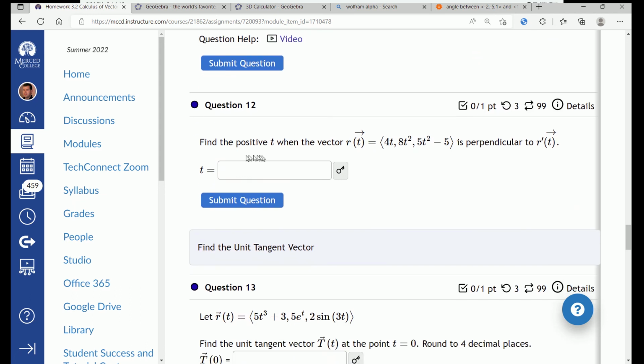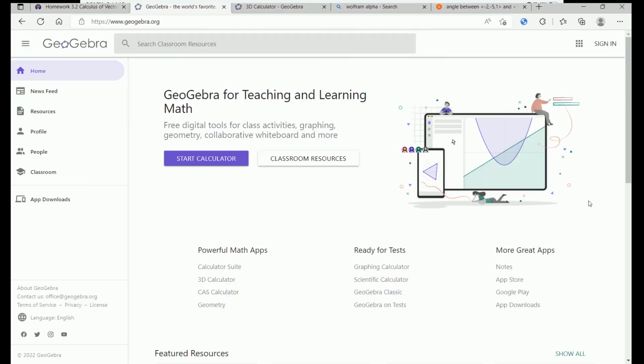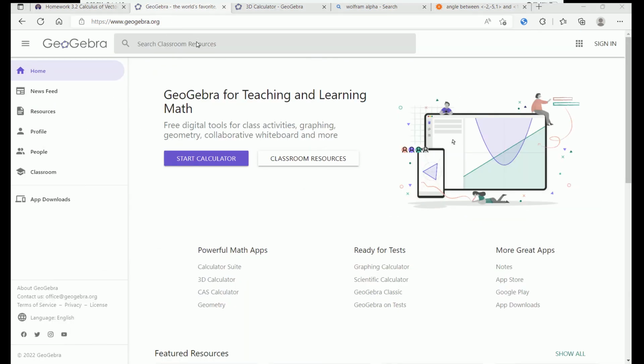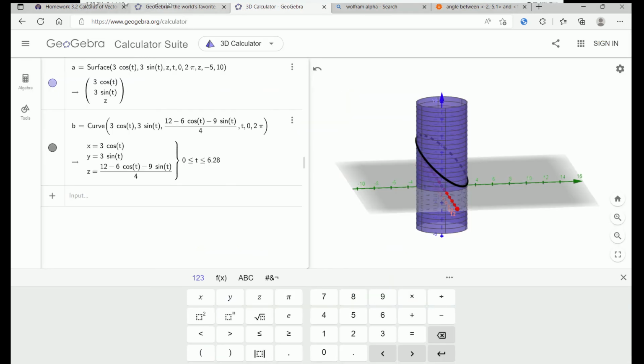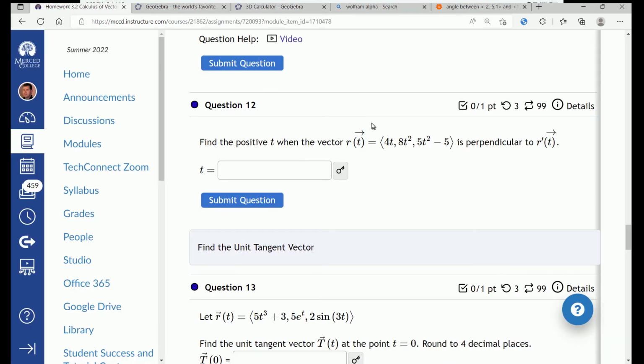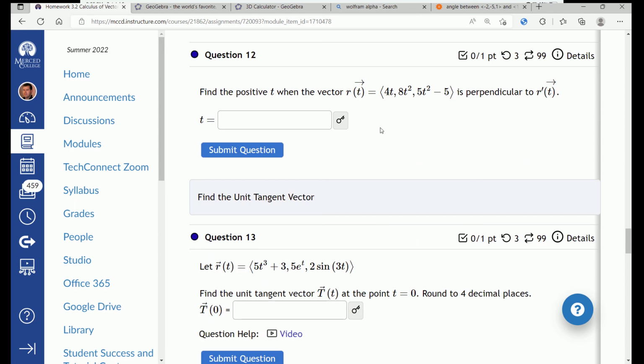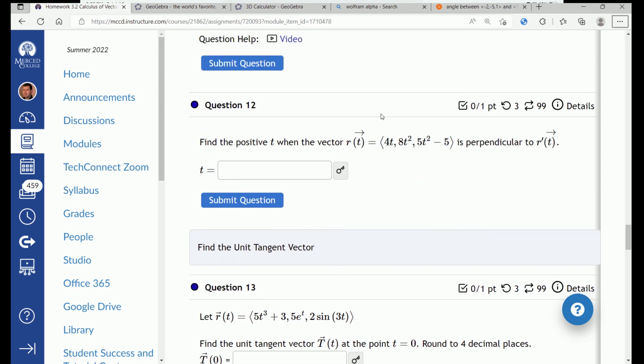This one's exactly the same. Find the positive t value when this is perpendicular to this. That's straightforward. There's not anything to it. You just have to take the dot product and set it equal to 0. Maybe we'll do that, and that'll be the last thing we do.